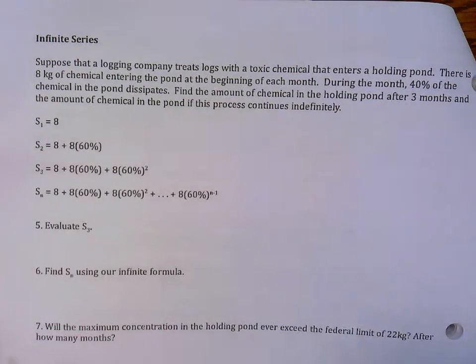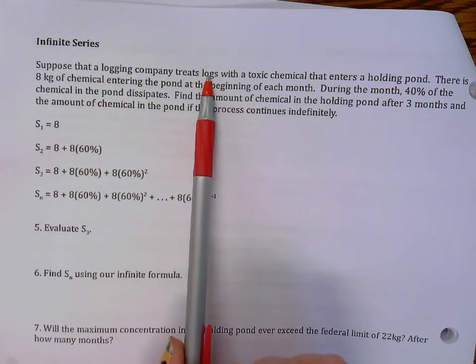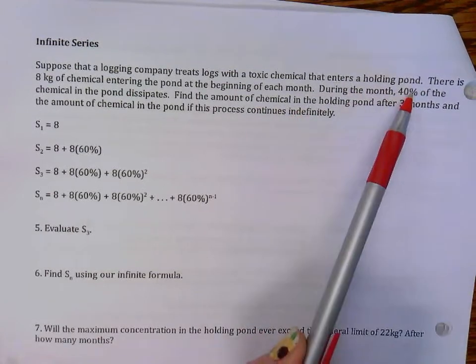So this is a chemical treatment pond for logs, basically so they don't rot. During the month, 40% of the chemical dissipates.